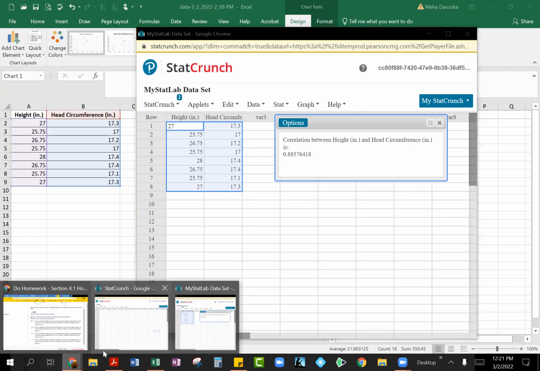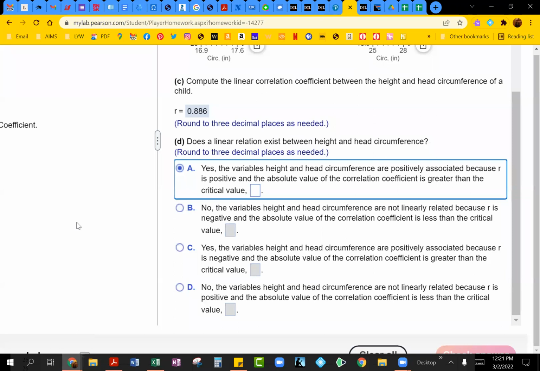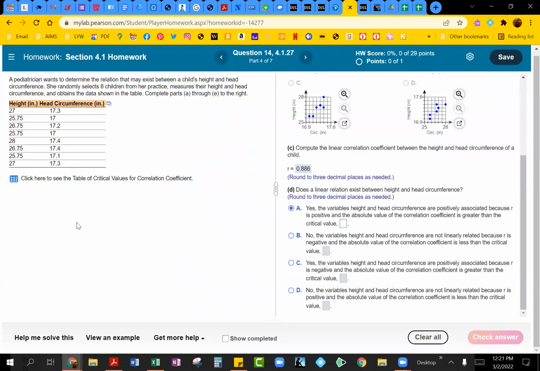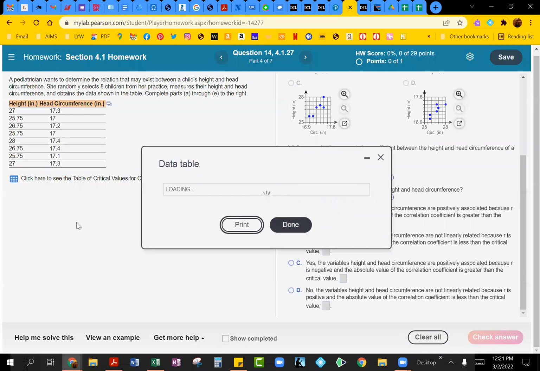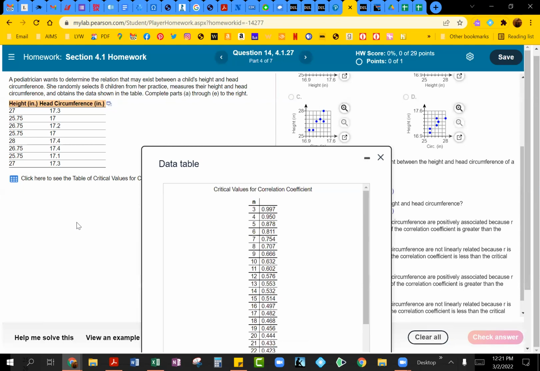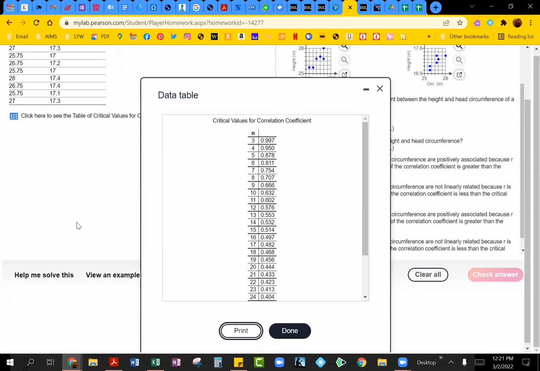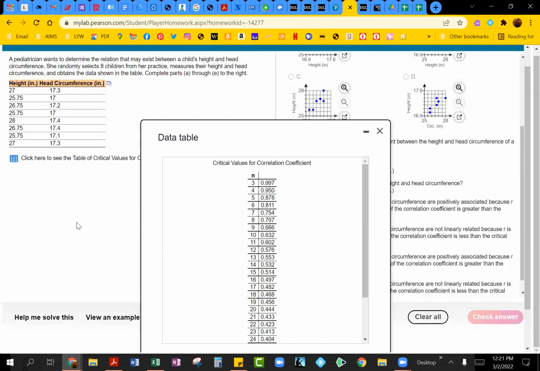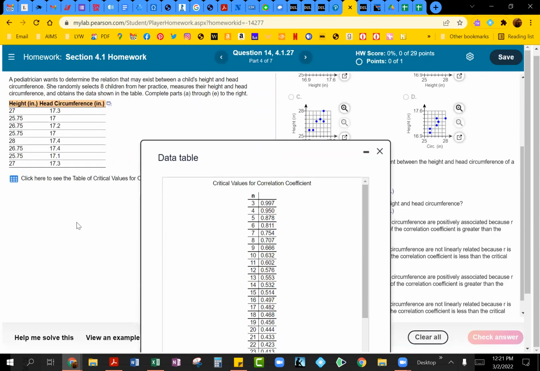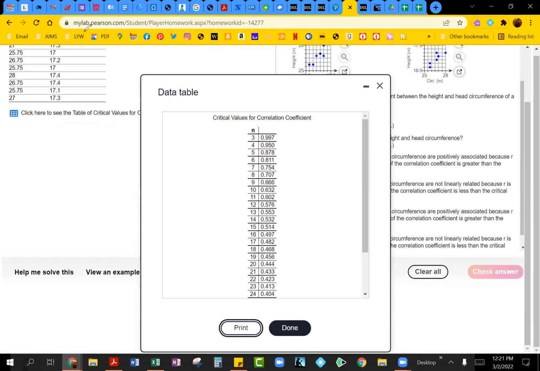Okay, we might have to look at our table over here. Because let's see, we have 8 kids that the doctor used in her study. And there we go. With our N value of 8, your critical value is 0.707.